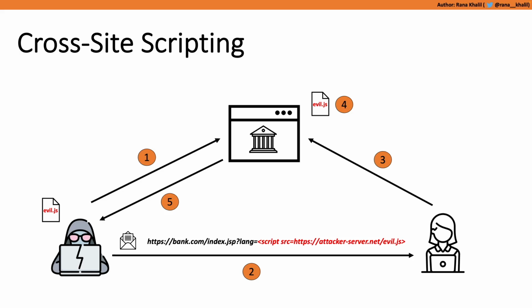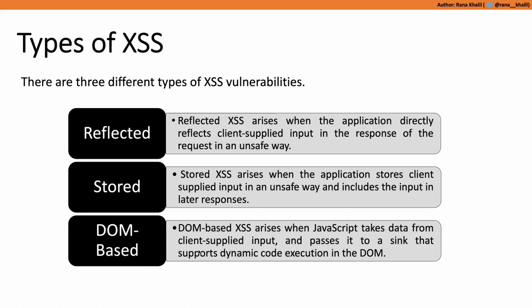All right, hopefully we now have a proper understanding of how cross-site scripting vulnerabilities work. Let's move on to discuss the different types of cross-site scripting. There are 3 different types of cross-site scripting vulnerabilities. The first one is reflected XSS. The example that we saw was a type of reflected cross-site scripting vulnerability because the user's input was directly reflected back in the response of the request.